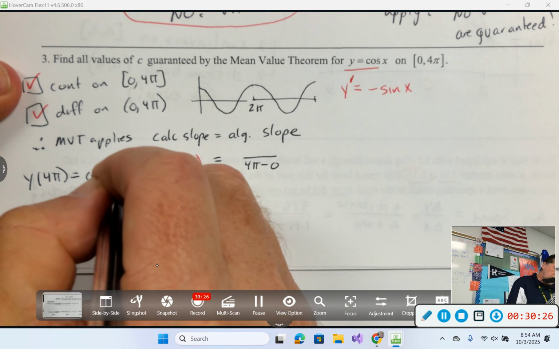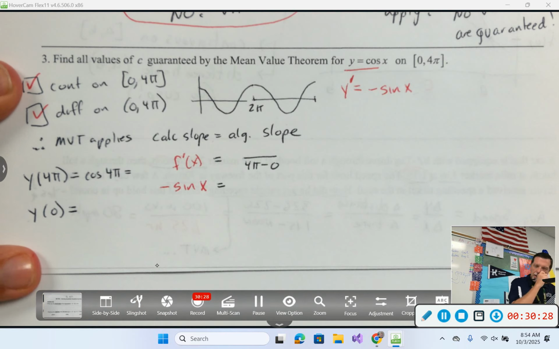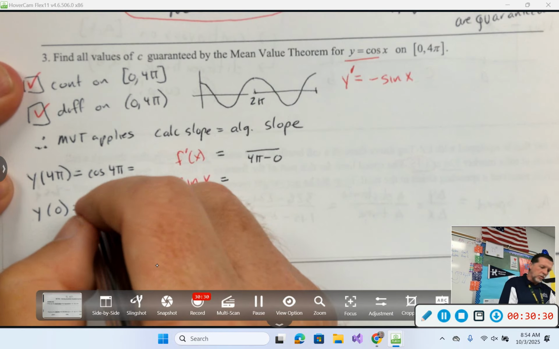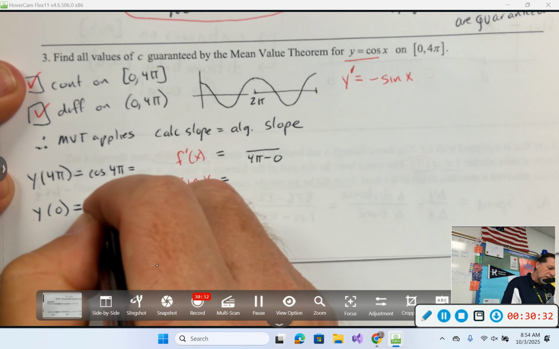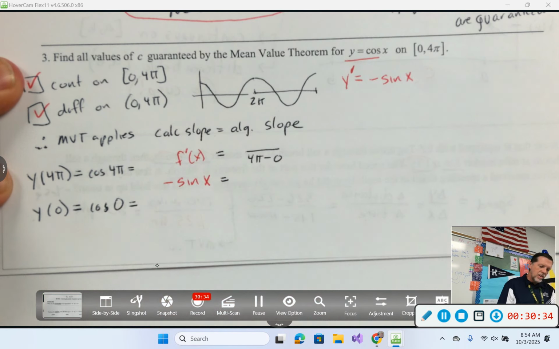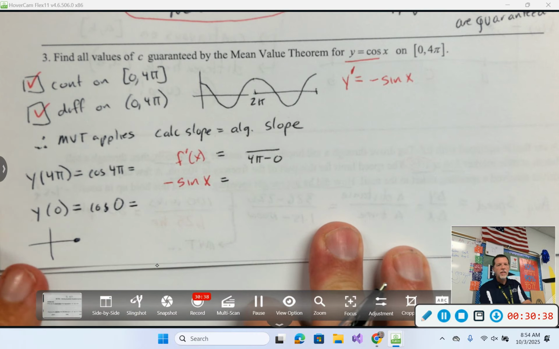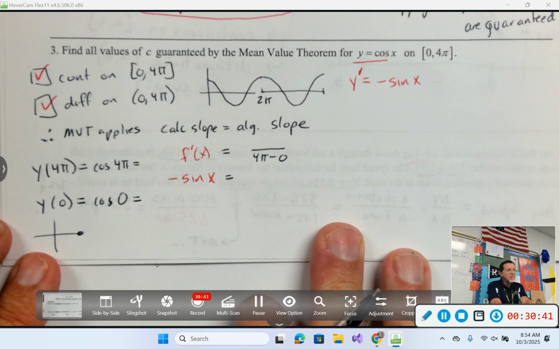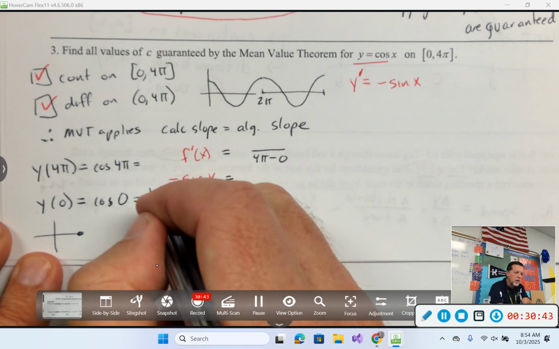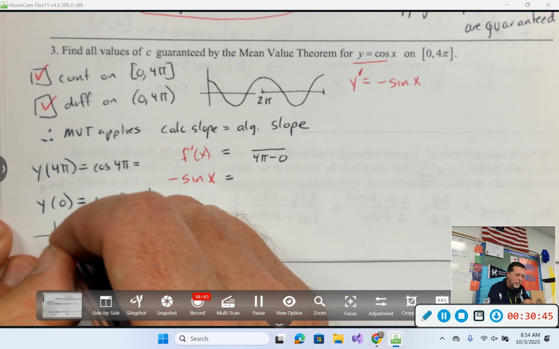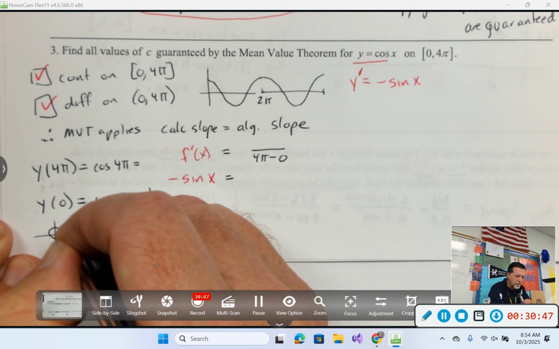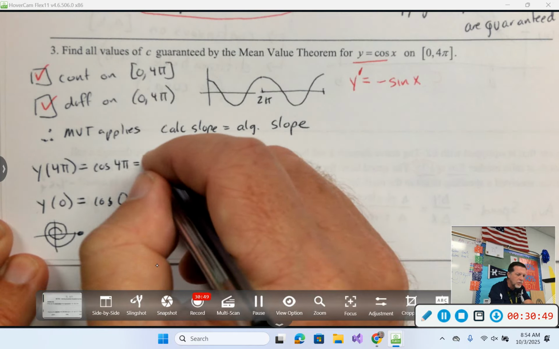Let's see, cosine of 4 pi. Maybe we should do cosine of 0 first, that'd be easier. So what's the cosine of 0? 1. And how about the cosine of 4 pi if we go all the way around twice? Also 1.